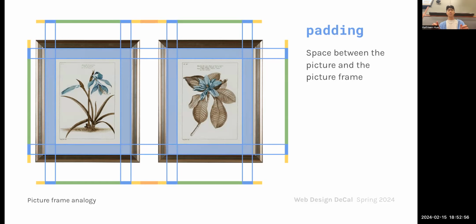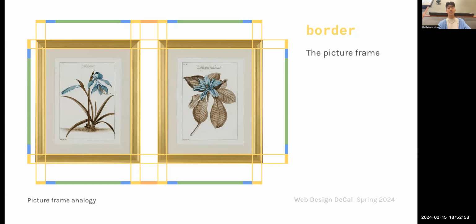Or sorry, the space, which we'll see can vary. Now, as I alluded to earlier, the frame itself also has its own dimensions. It has a border width, and we will refer to that as the border. The border itself has a lot of properties in and of itself. It's not just the width. And we'll see that later.